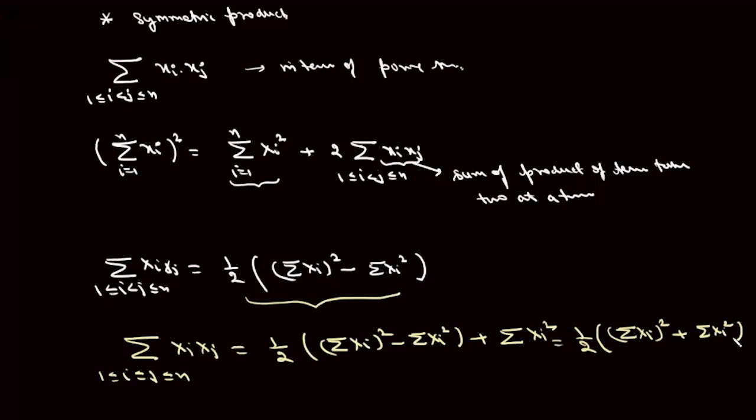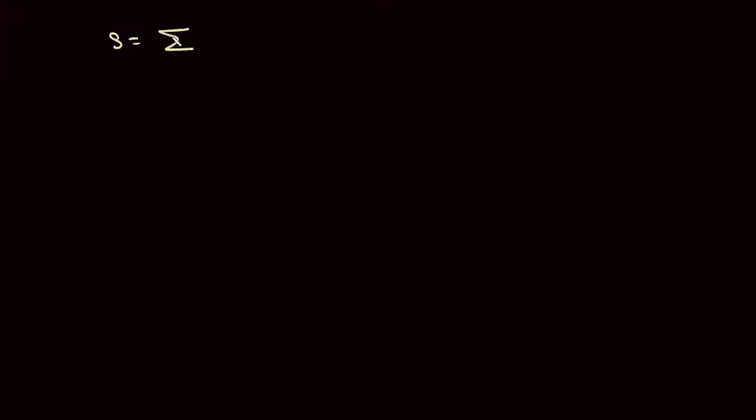So once you know the region, then you can figure out what needs to be done. If we take an example, suppose we have to find this sum, which is this summation, 1 less than or equal to i less than j less than or equal to n, i into j.